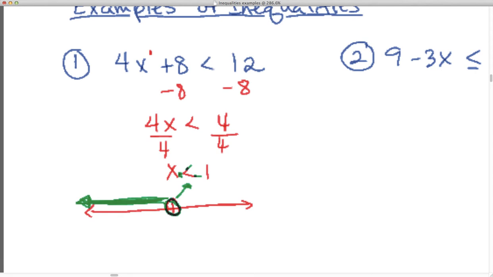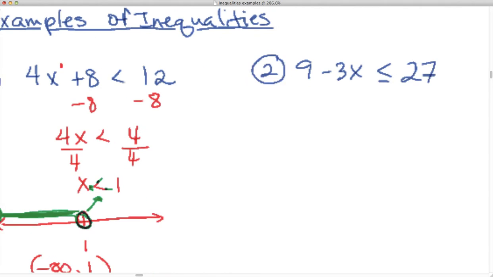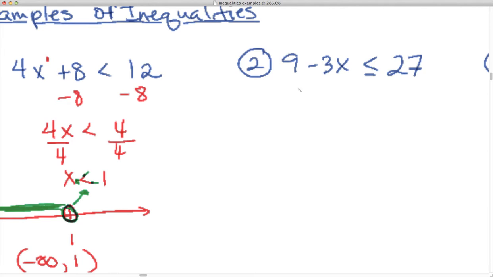So if I was doing interval notation here, that would be negative infinity, comma, 1, parentheses, parentheses, because this is an open dot. Had it been a closed dot, that would have been a closed bracket, or rectangular bracket. Let's look at this one here. Same scenario, solve for x.